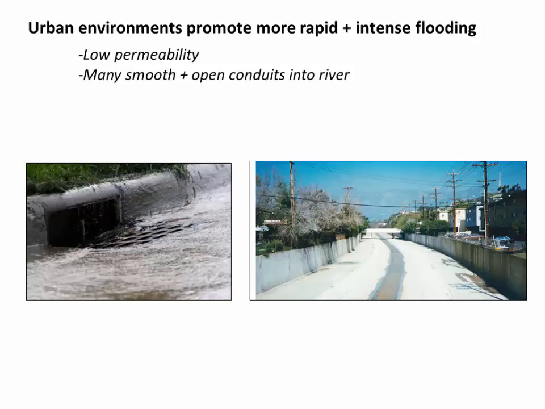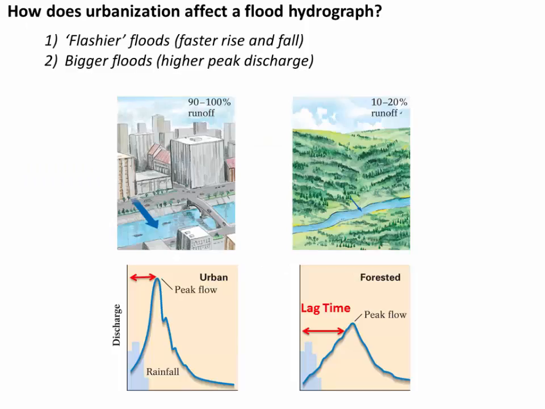The problem is that water then goes immediately into the river system, much faster than it would have, and that builds up much more intense flooding. So if we look at the difference between a landscape that has 90 to 100% runoff, like an urban one, versus maybe a forested landscape, we tend to see much flashier floods in the urban environment because that water runs off immediately and it all runs off, okay? So what do I mean by flashier?